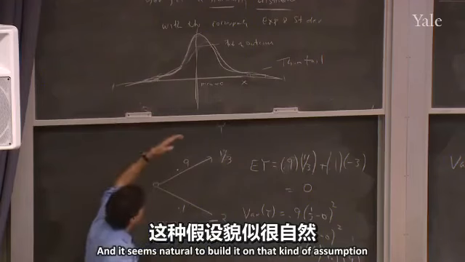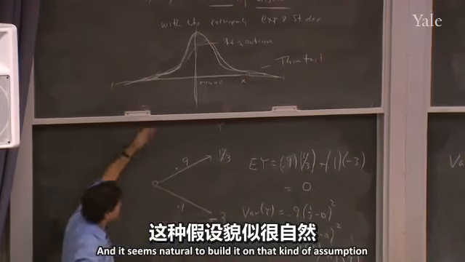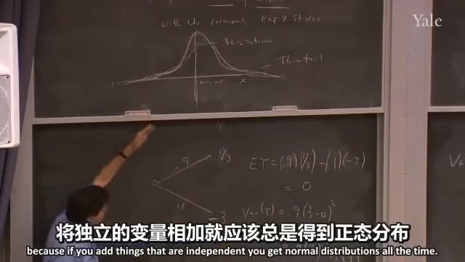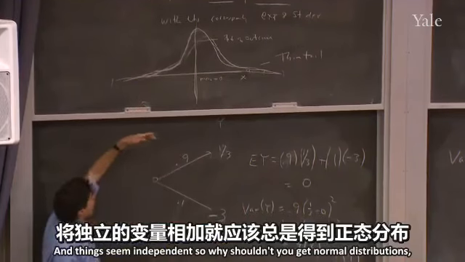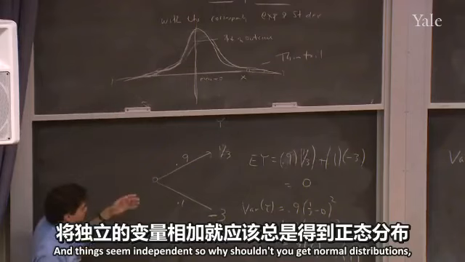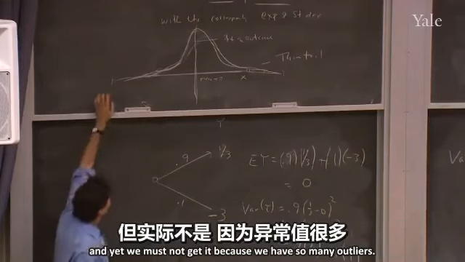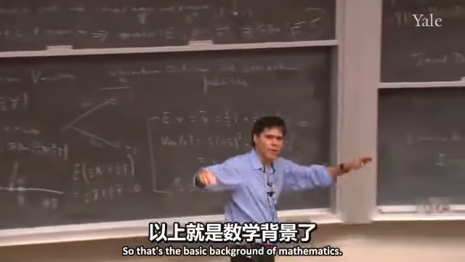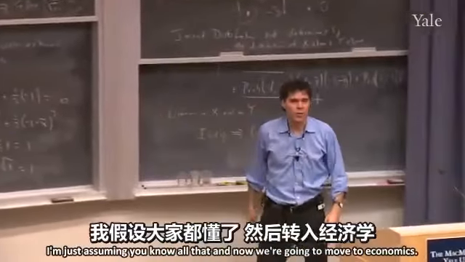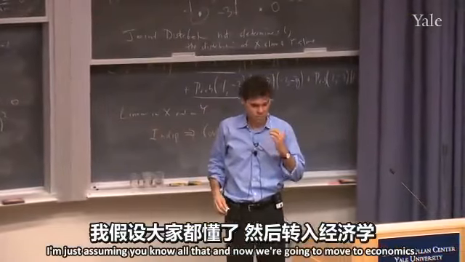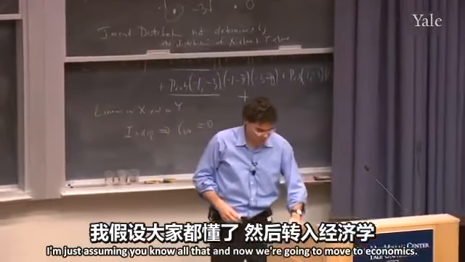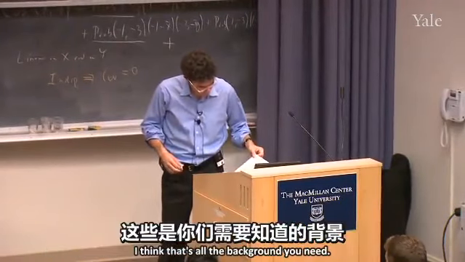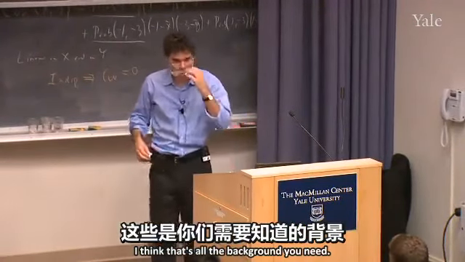And it seems natural to build it on that kind of assumption, because if you add things that are independent, you get normal distributions all the time, and things seem independent. So why shouldn't you get normal distributions? And yet, we must not get it because we have so many outliers. Okay, so that's the basic background of mathematics. Are there any questions about any of that? I'm just assuming you know all that, and now we're going to move to economics. Okay, I think that's all the background you need.